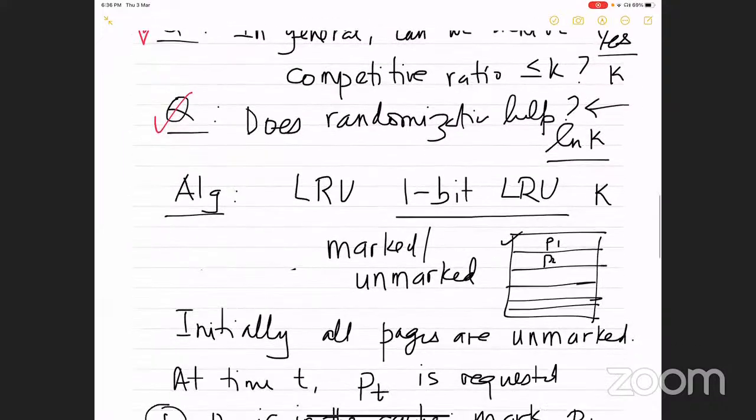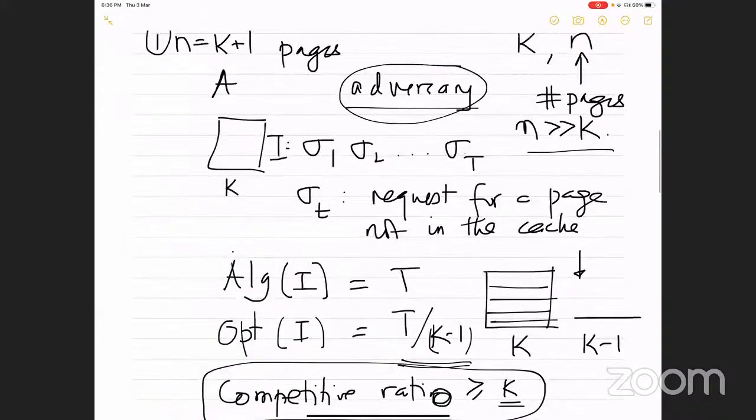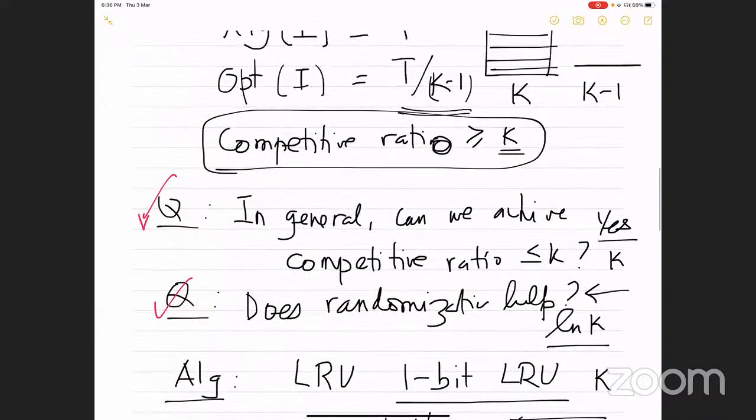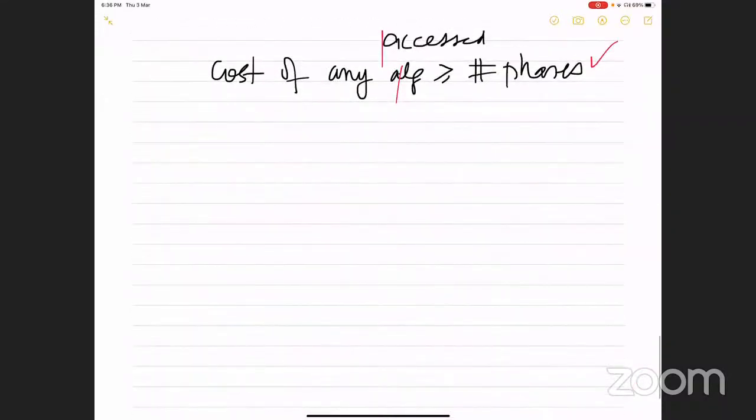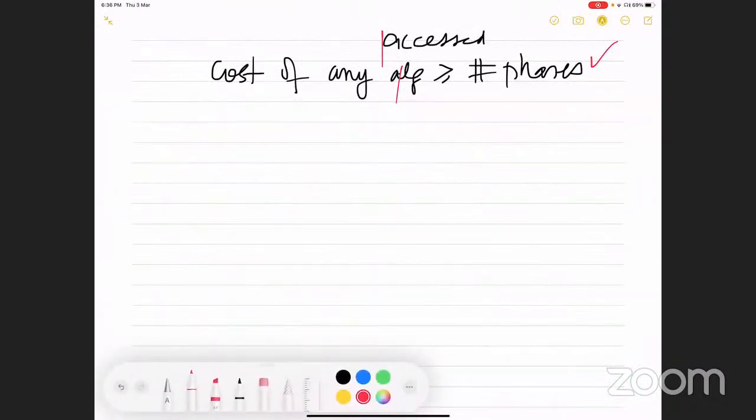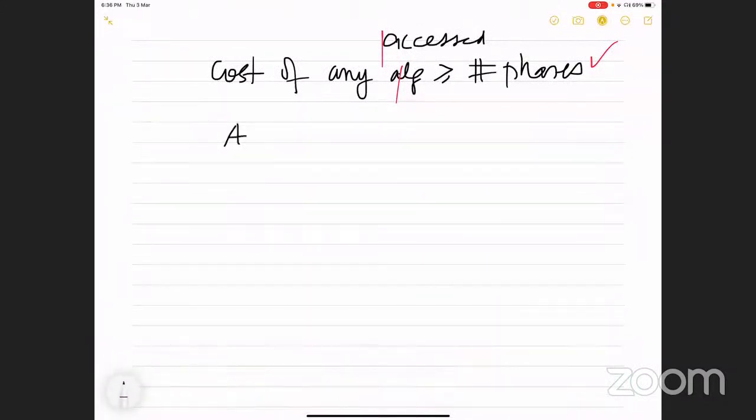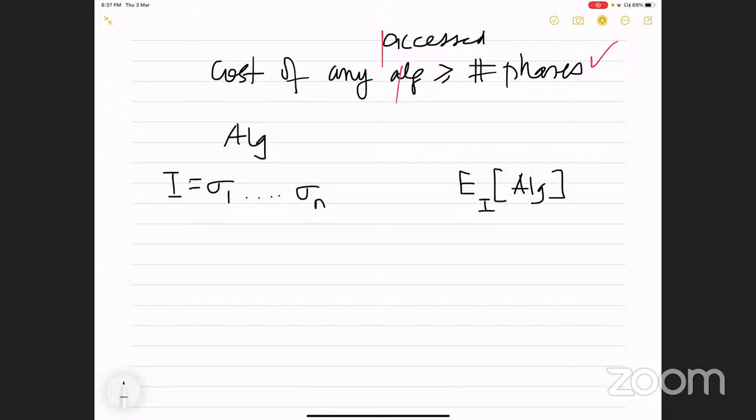So let's now look at randomization. Will randomization help? And what is a randomized algorithm? Let me just say what the setup is. Suppose my algorithm A can now toss coins. So suppose algorithm A is now a randomized algorithm. Given an input sigma 1 up to sigma n, of course, again, the algorithm does not know what the input is. But now I can talk about the expected cost of the algorithm on an input I.